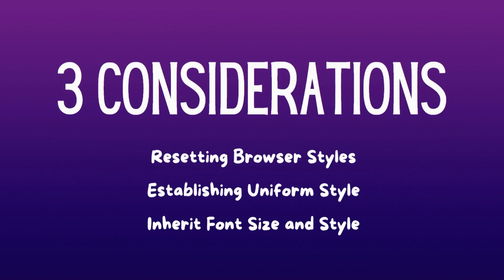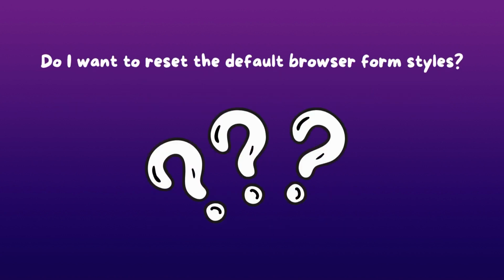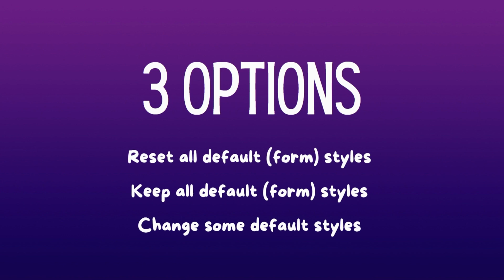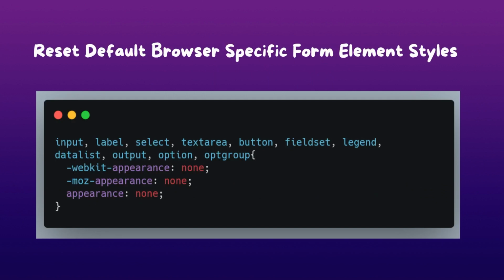When it comes to considerations, before you even start styling the form, there's three we need to talk about. The first is, do I want to reset the default browser form styles? As you know, HTML documents come with default CSS styles. Some of them are gorgeous, some of them are not. You have to decide for yourself if you can use them or not, especially when it comes to forms. You can either reset the default form styles, keep all the styles, or keep some and reset some here and there. This is how you reset the default styles.